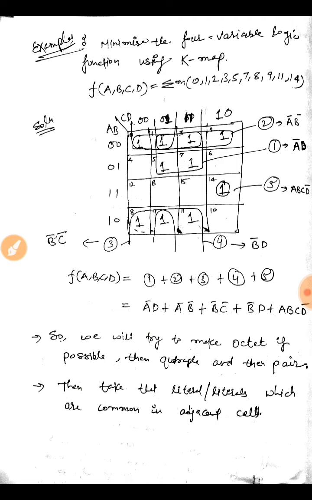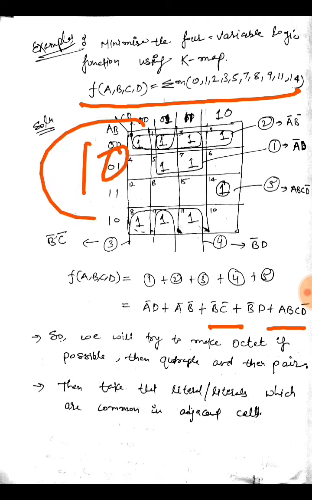So if I represent all of them, it would become A bar D, A bar B bar, plus B bar C bar, plus B bar D, plus A B C D bar. You can see in our original function we had 10 max terms with all variables, that is 40 variables, or say 40 literals.